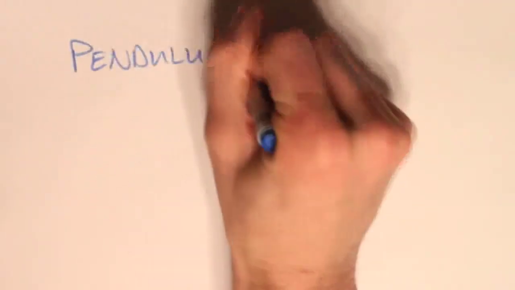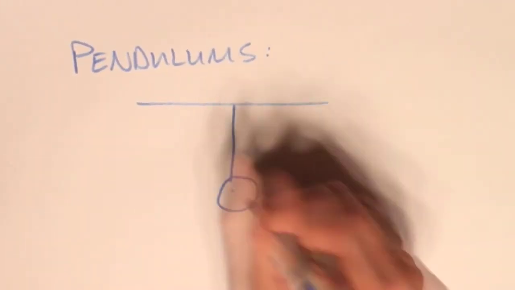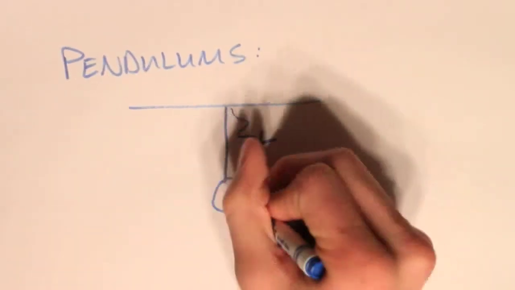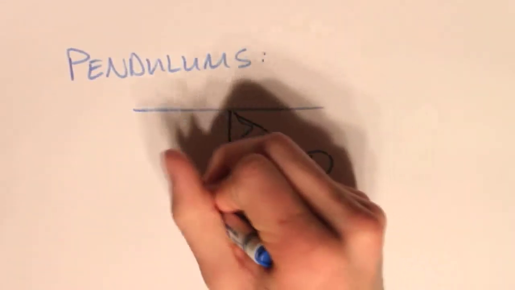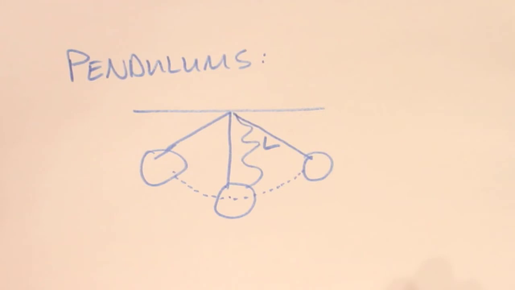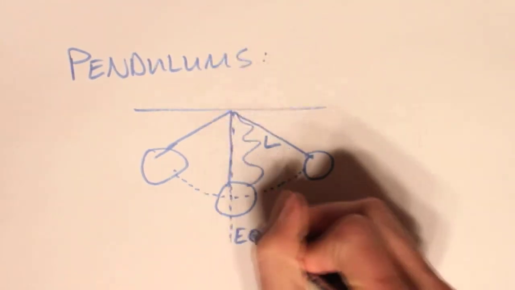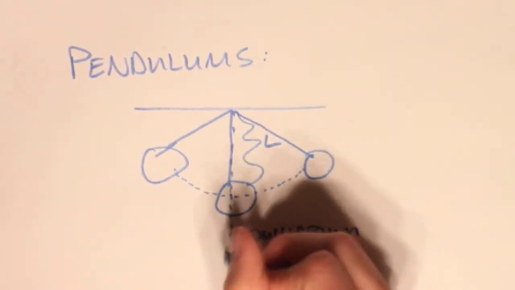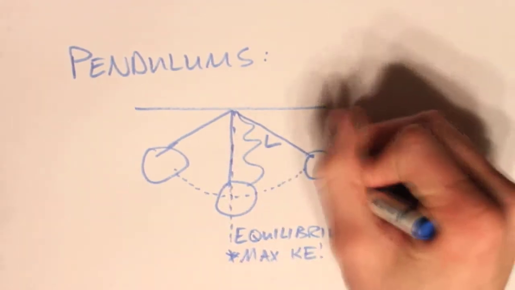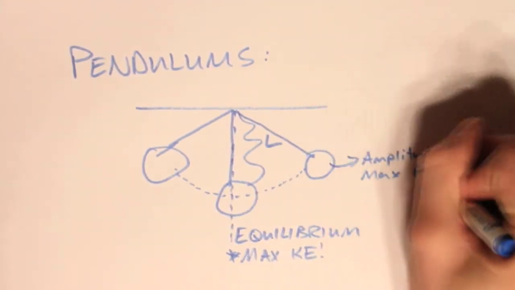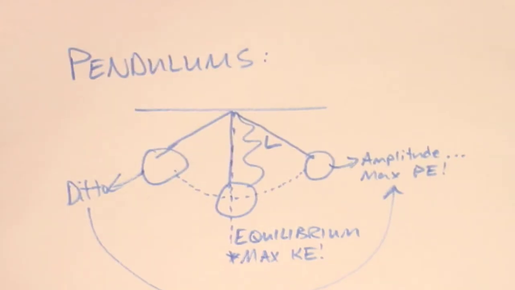First, let's talk about pendulums. Pendulums have an equilibrium position when they are just hanging. They also have a length L, and there is always a driving force back to that equilibrium position, which is gravity. At that equilibrium position, we have max kinetic energy. At the amplitudes, we have max potential energy.